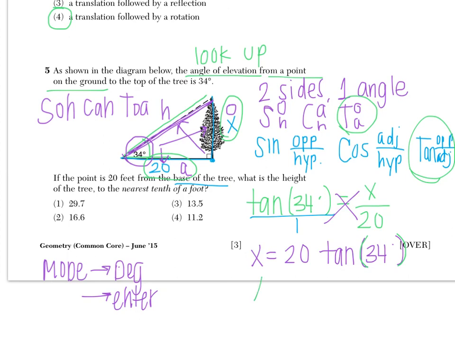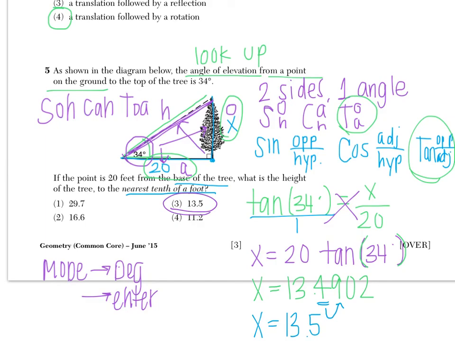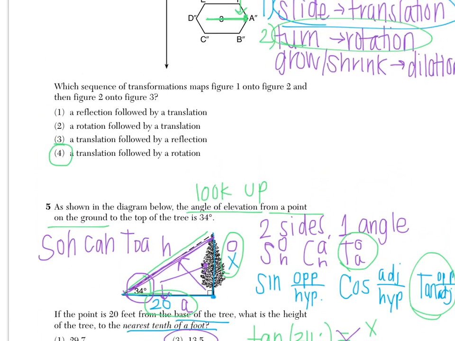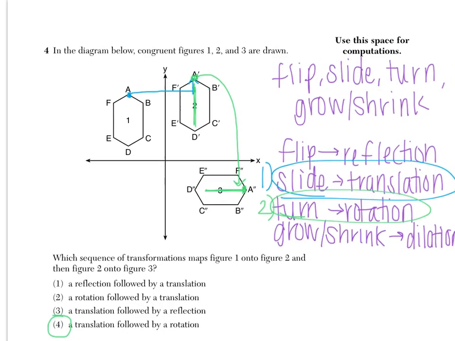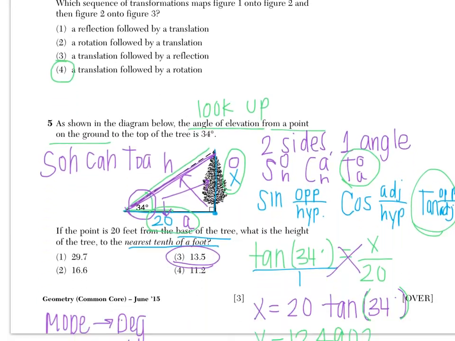When we type it in, we end up with x equals 13.4902. But because it's asking us to round to the nearest tenth of a foot, here's my tenths place with the 4. Look to the right, 5 and above, give it a shove, 4 below, let it go. So the 9 is telling me to give it a shove. So now I have x equals 13.5, which is choice 3. So again, the answers on this page, number 4 is choice 4. Number 5 is choice 3.